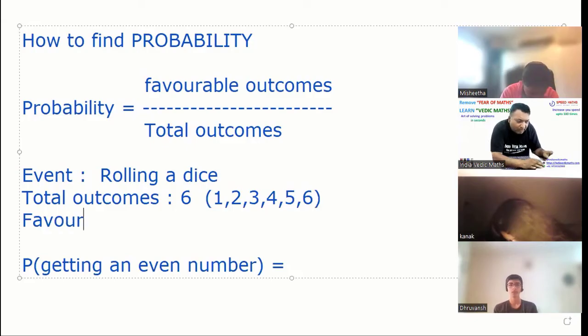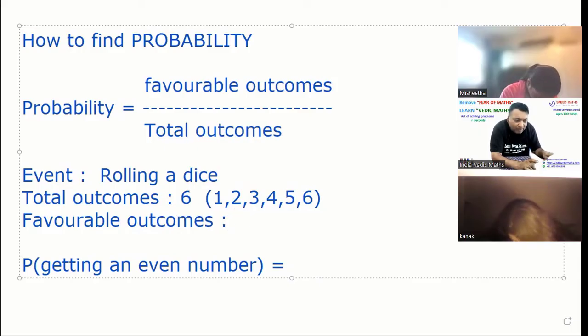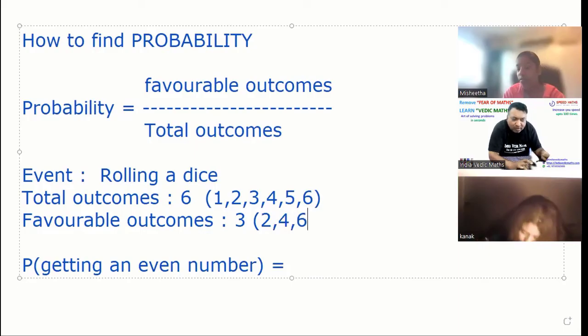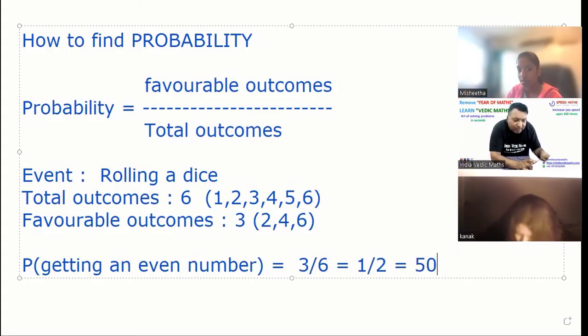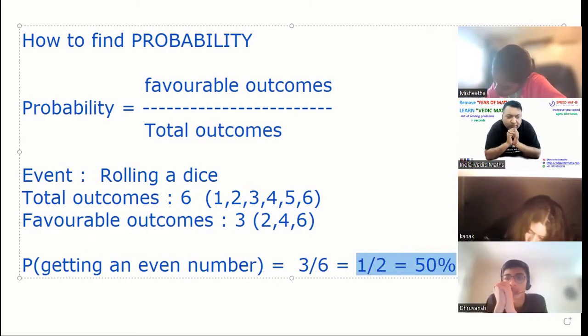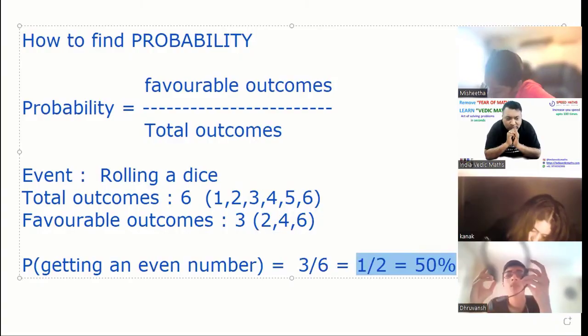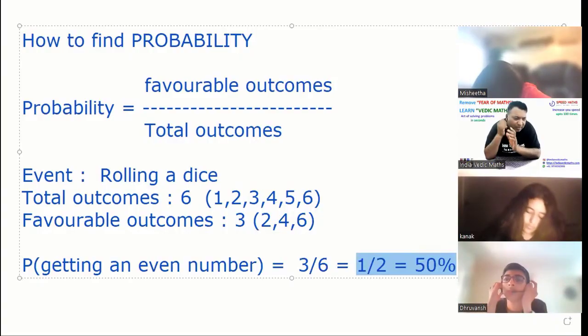Favorable outcomes depend upon what probability you are calculating. Only 3 outcomes are favorable. Which 3? 2, 4, 6. So we'll say the probability of getting an even number is 3 out of 6, equal to 1 by 2, or 50%, whichever way. These two are proper ways of writing probability: number of favorable outcomes divided by number of total outcomes. Cool. Very easy.